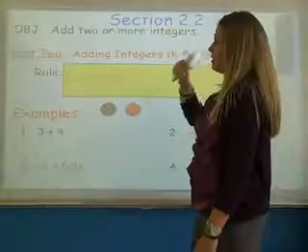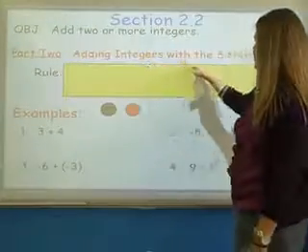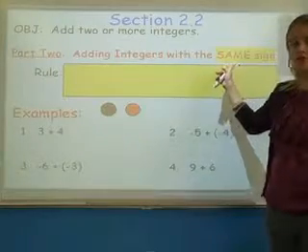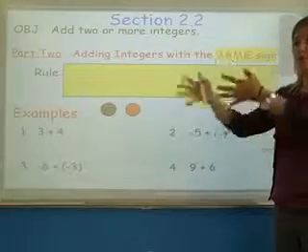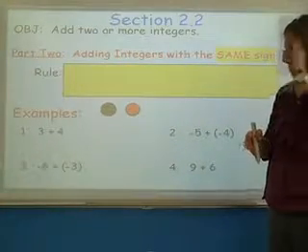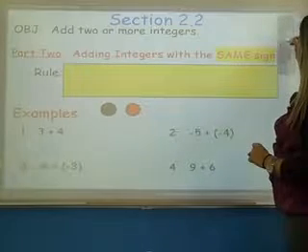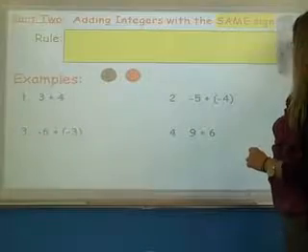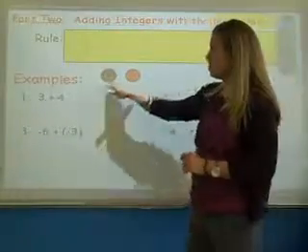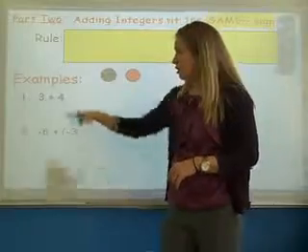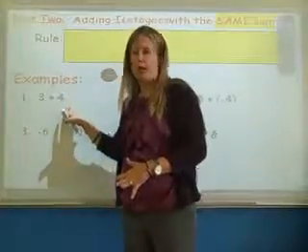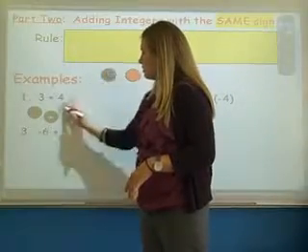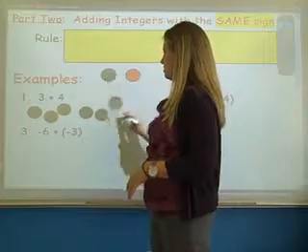Okay, part 2. This time we're going to be adding integers with the same sign. Same sign, important. So part 2 we're doing same sign, both positive or both negative. So, what you're going to do, let's look at an example first before I actually give you the rule. And I'm going to use my little chips here to help illustrate the example. 3 plus 4. This is probably like a first grade problem. I'm pretty sure you can handle it. Positive. We have 3 positives together, and then we have 4 positives.